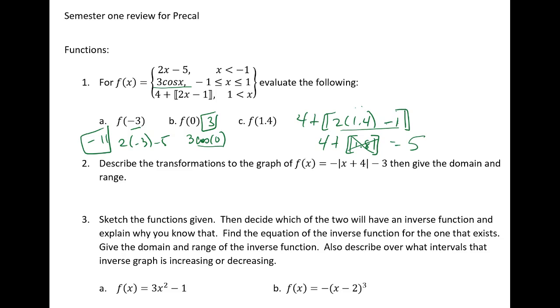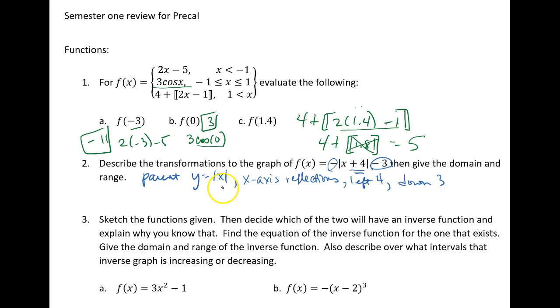The next one, describe the transformations. Okay, so to do that, we have to know our parent function, and then it says give the domain and range. Well, the parent function, I always like to write that out. The parent is the absolute value of x, and then I just go left to right. In the front, there's a negative, which means that there is an x-axis reflection. If there's ever a number inside the parentheses, you're going to be moving left or right, and it's the opposite of what you think. So a +4 would make this go left 4. On the outside, that'll be your vertical translation, which is down 3. Okay, so that's pretty much it.